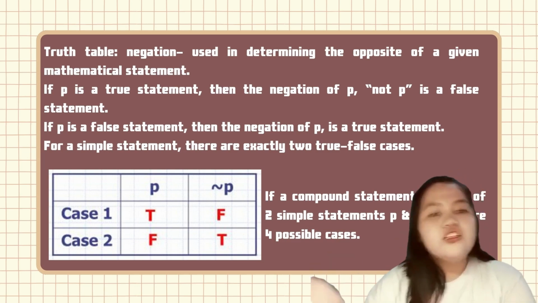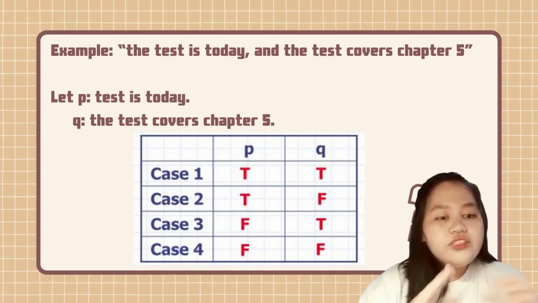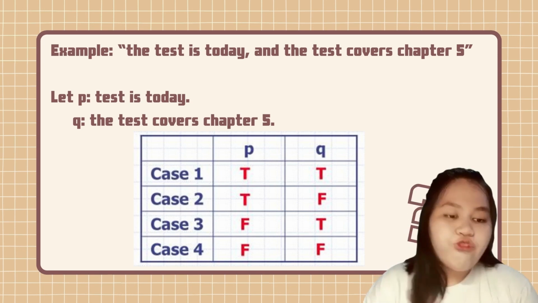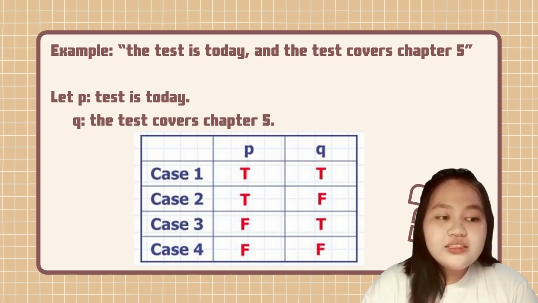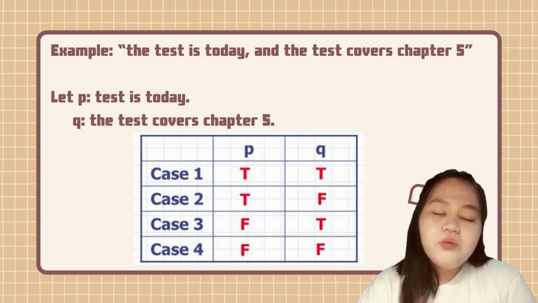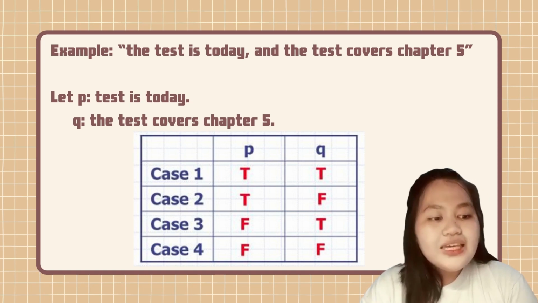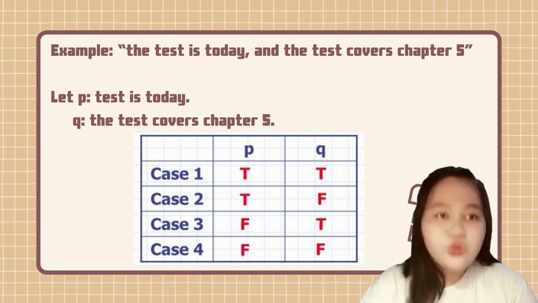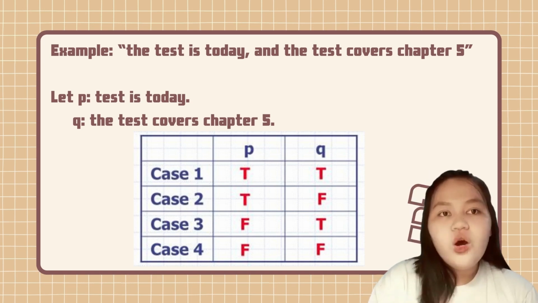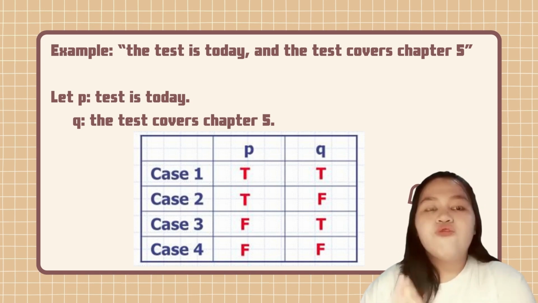For the example in the next slide, the test is today and it covers chapter 5. It has 4 cases since it has 2 simple statements. Case 1 can be both true. Case 2, P is true while Q is false. Case 3 is the vice versa of case 2 while case 4 is all false.